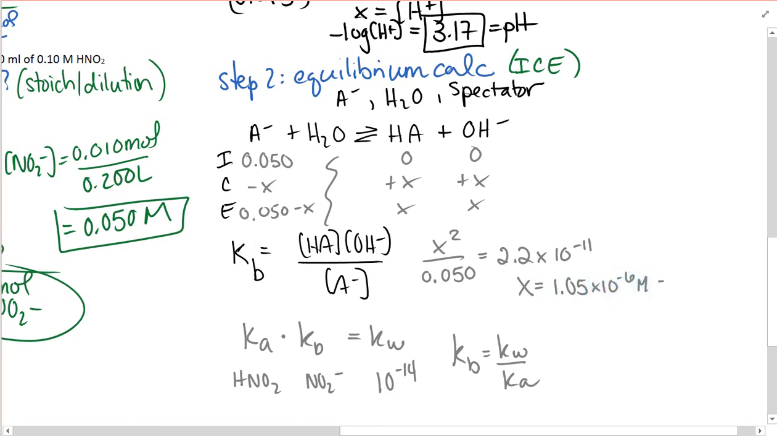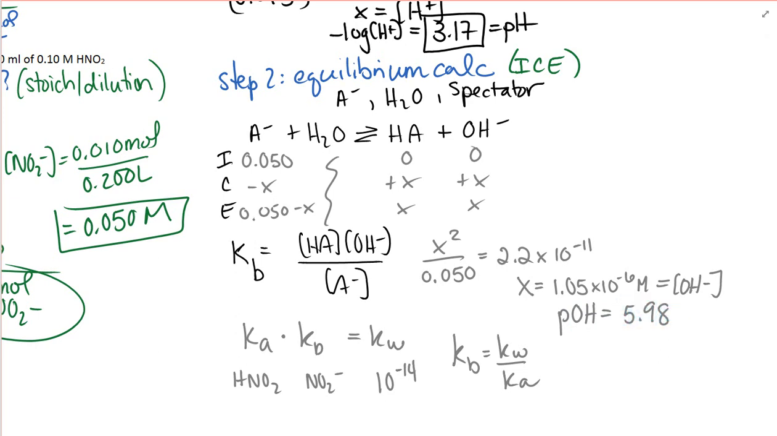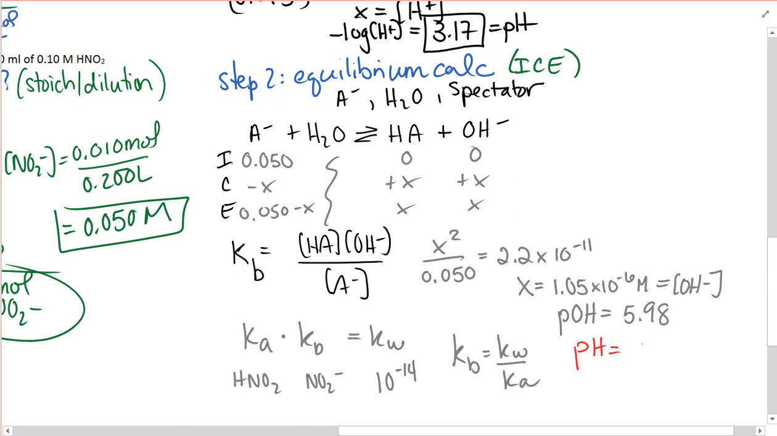Remember to stop and look back at your reaction and say, oh yeah, this is actually my hydroxide ion concentration. So for this one, when I take the log of it, it's not giving me pH, it's giving me the pOH. So the pOH is 5.98. When I subtract 5.98 from 14, I will get the pH, which is 8.03.